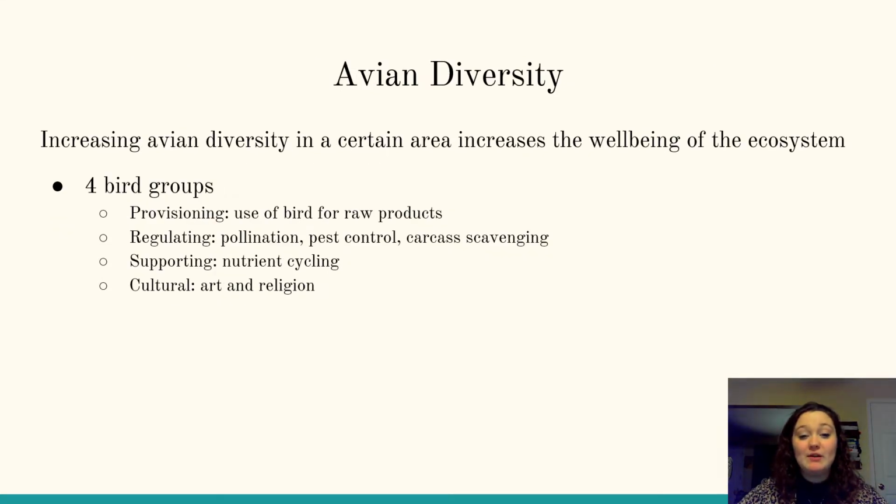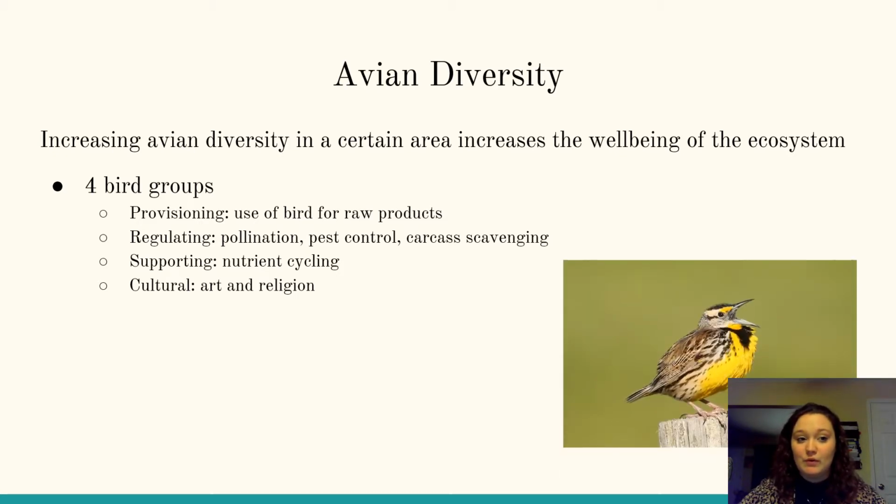Let's talk about avian diversity. Increasing avian diversity in certain areas will increase the well-being of the ecosystem overall. The four bird groups we are going to be talking about are provisioning, regulating, supporting, and cultural. Now, provisioning would be the ability to hunt the birds for food or use their feces for fertilizer. Regulating would be scavenging, as in carcass removal.